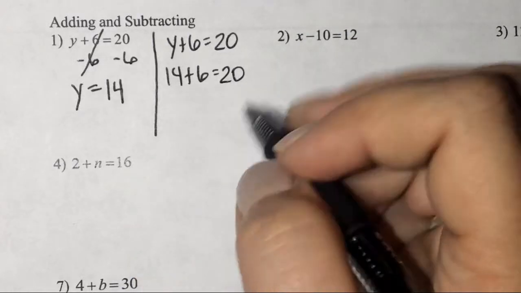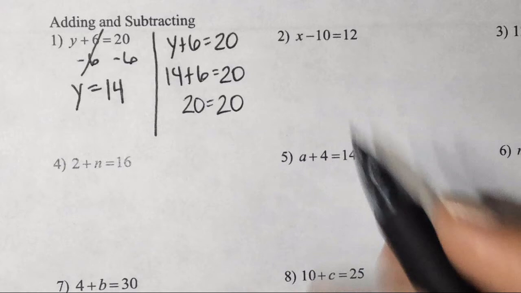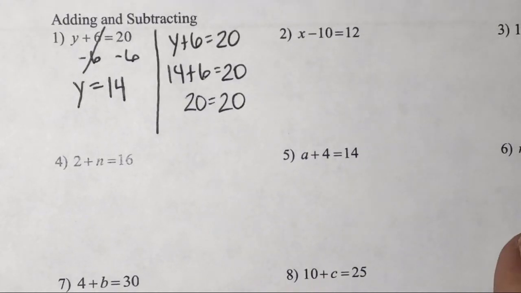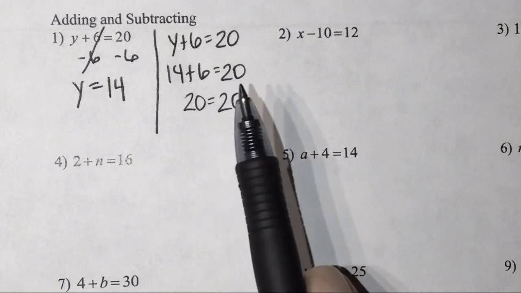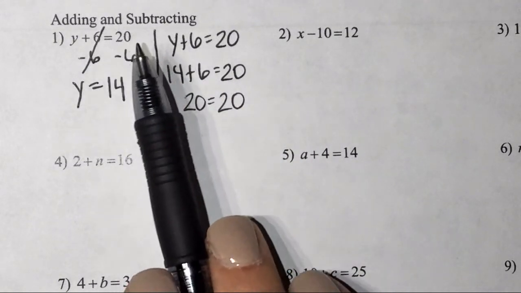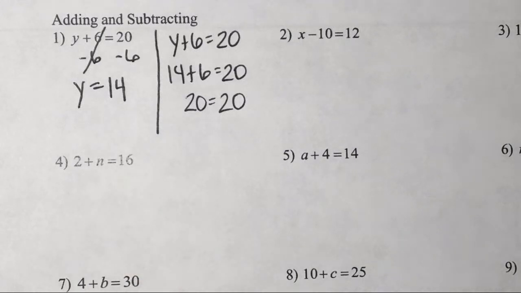What is 14 plus 6? 20. This is a place to double check. Don't trust yourself. Just double check. Yes, ma'am. Why can't you just do 20 minus 6? I did. Right here. That's what I'm doing. Yep.